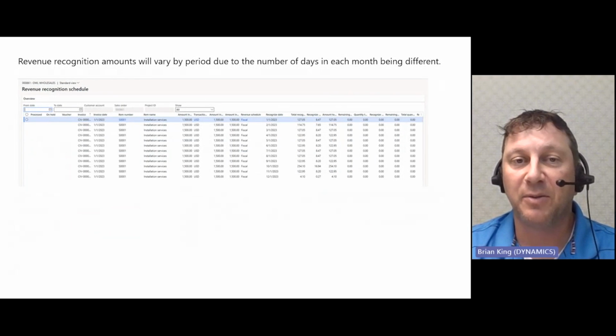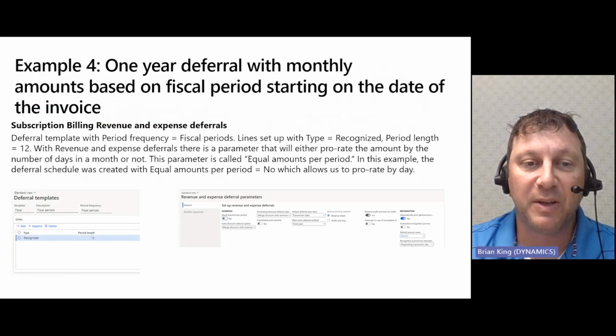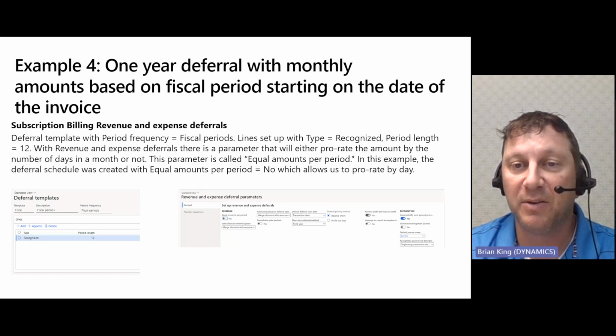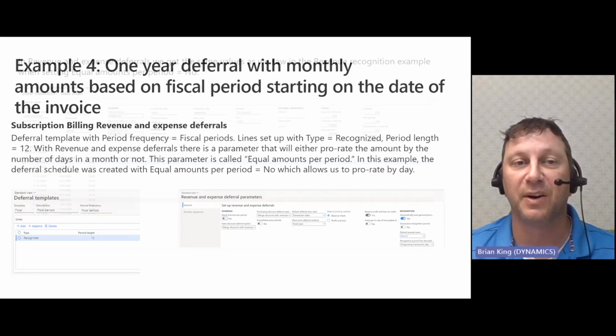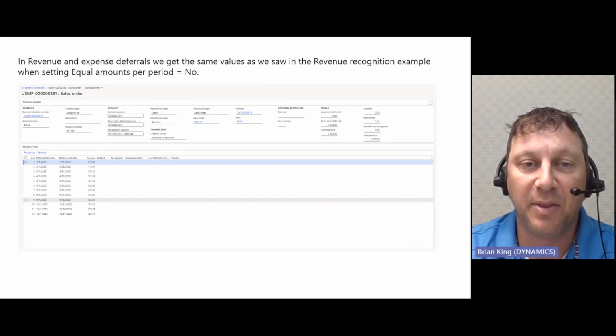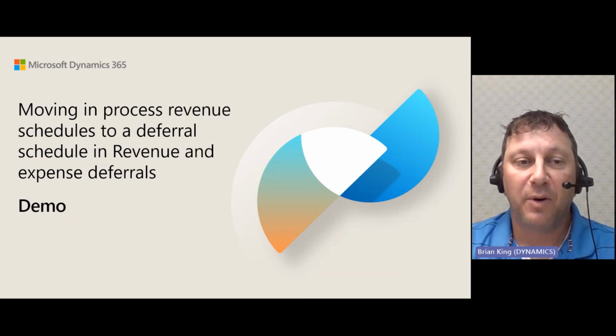So to set this up on the subscription billing side of things in revenue and expense deferrals, what we do is we'd pick a period frequency like you see in the deferral templates form there of fiscal periods. And then now we have the type of recognized again, and then our length of the number of periods. So we want 12 fiscal periods in this case. In this case, we didn't mark equal amounts per period, so we don't want that to be equal each period. We want it to be prorated by day. So our results will be based on that particular amount. So when we see the results here on the next slide, we'll see that we vary by month as far as the number of days in each month because that parameter was off, but we're basing this on the fiscal period setup. So now we're going to move into our demos.